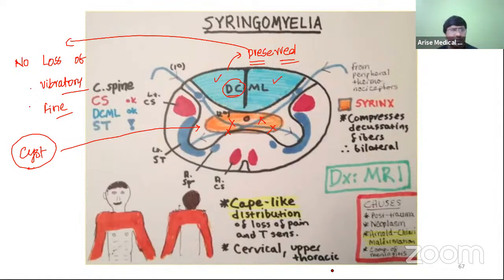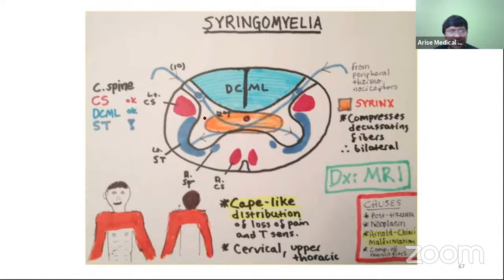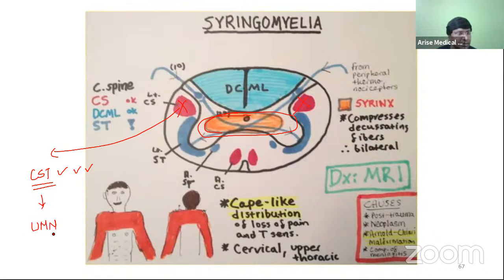In these individuals, where is the compression? This particular compression by the cyst can expand laterally. Now when the cyst is expanding laterally, which tracts can be compressed? Even your corticospinal tracts can be compressed. Now when corticospinal tracts are compressed, there will be damage to the upper motor neuron, because the corticospinal tract is an upper motor neuron.